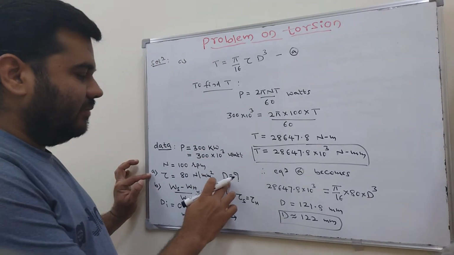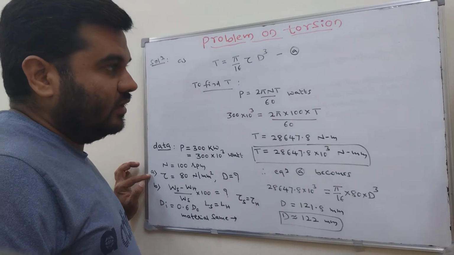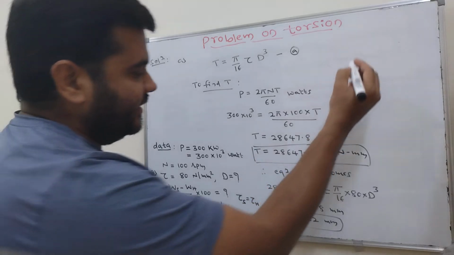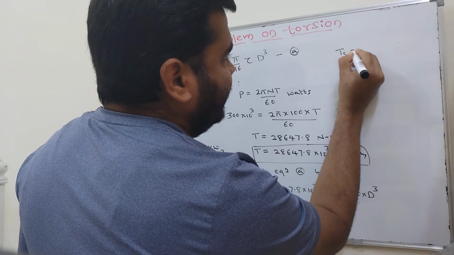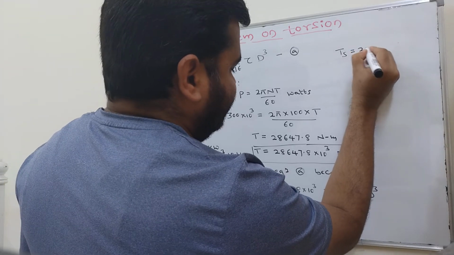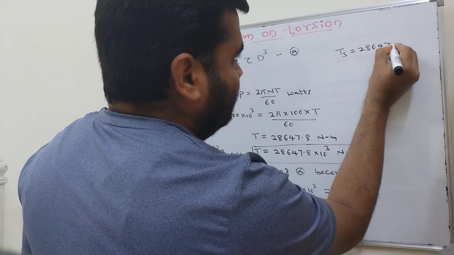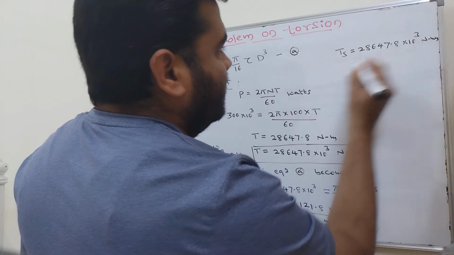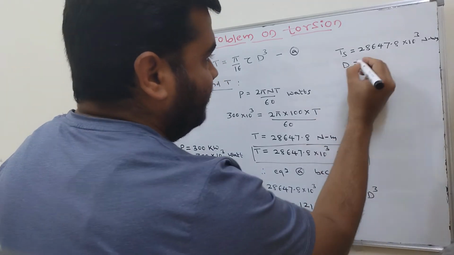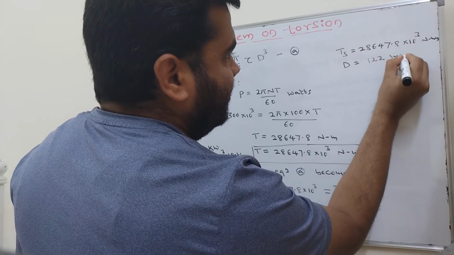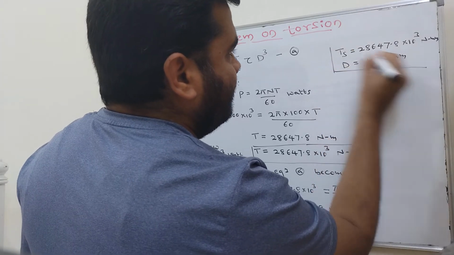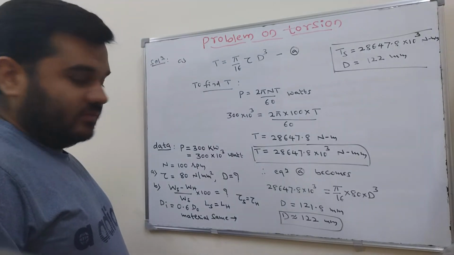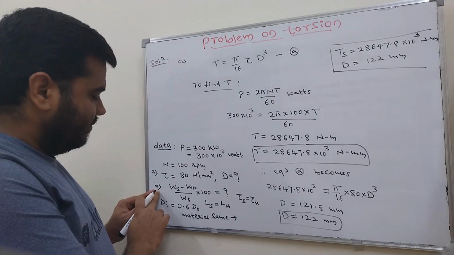So this is the first part: we needed the diameter of the solid circular shaft, and we get 122 millimeter. I need these two values, so I'll write them sidewise. The torque of the solid shaft is 28647.8 into 10 raised to 3 Newton mm, and the diameter of the solid shaft is 122 millimeter. These two we require for the second part. Now we will go for the second part, B.